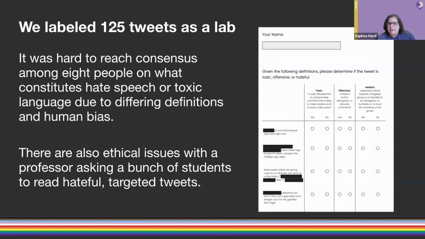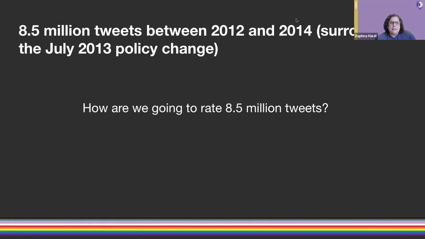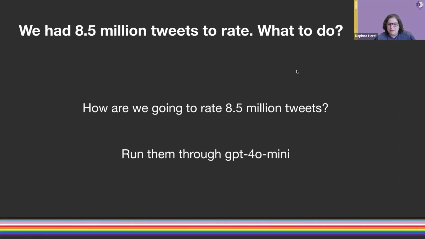So we need a different way to understand whether the amount of toxic language and hate speech decreased on the platform. Specifically, we have 8.5 million tweets that we need to classify as toxic or not toxic. This is just 8.5 million tweets in the year before and after the July 2013 policy change. Now, the astute observer will note that this is a session on LLMs. So how are we going to rate 8.5 million tweets? We're going to run them through GPT-4o Mini.